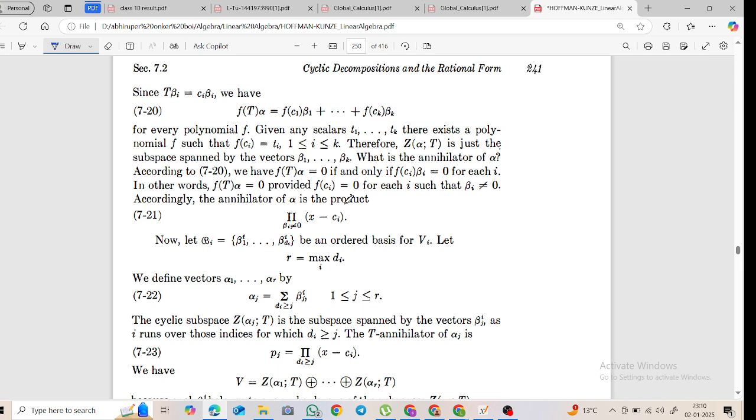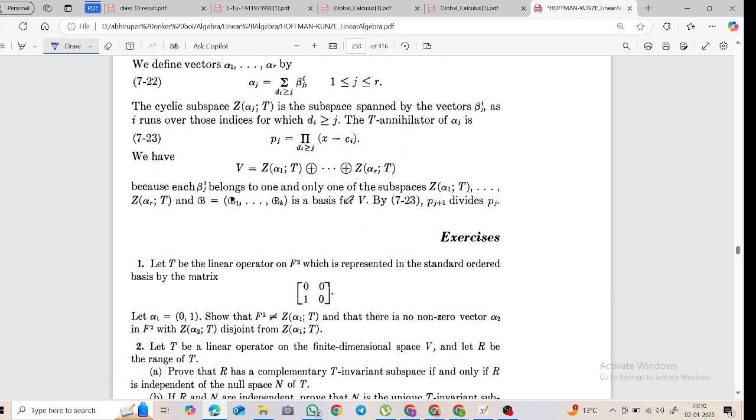And they go on to create this subspace Z(alpha 1, T). And let me tell you how this will look. The first block will have each of the eigenvalues appearing exactly once. Now the second block will have eigenvalues which appear two or more times. The next block will have eigenvalues which have appeared three or more times, and so on.